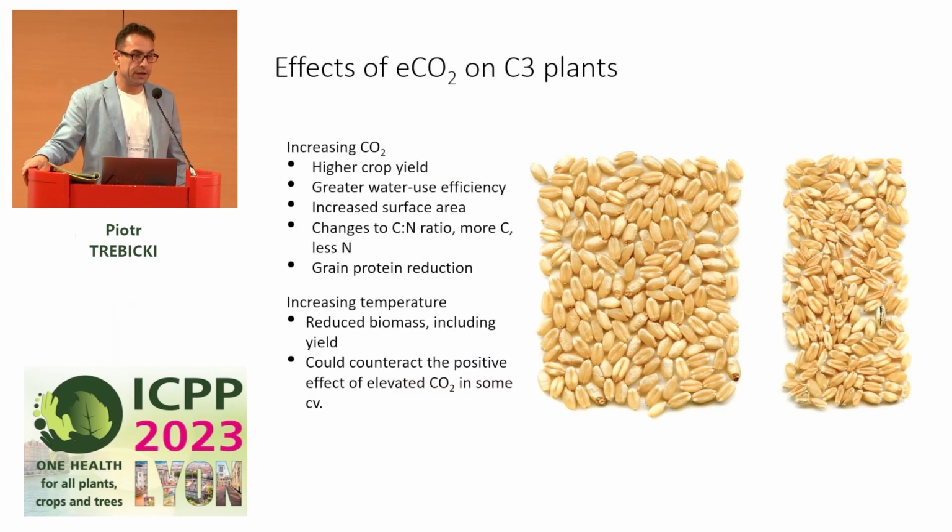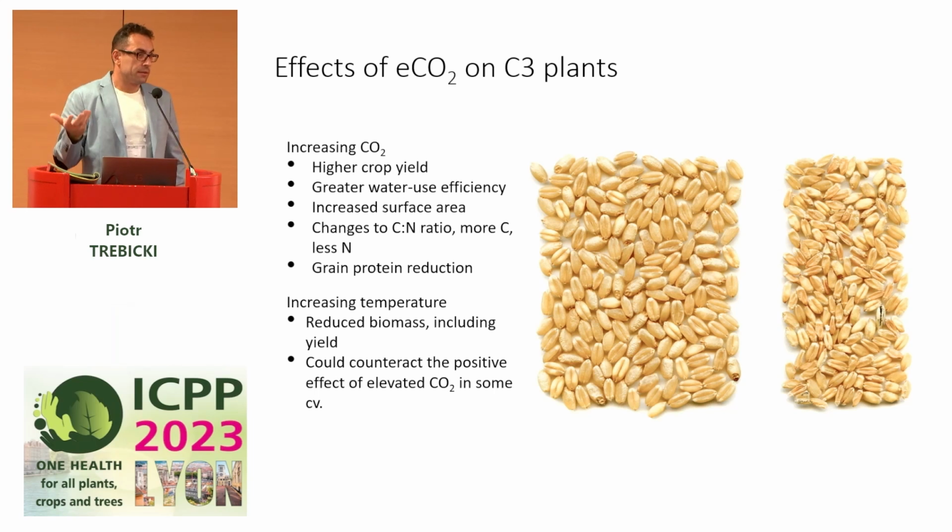So just very briefly, elevated CO2 is good for plants because it's like fertilization. Obviously, plants need the CO2. So in general, in wheat, for example, when we're just looking at the CO2 itself, we have around a 22% yield increase. We have greater water use efficiency, and we have increased surface area. But on the flip side, we have a big effect on nutritional quality, like micro and macronutrients, and grain protein reduction.